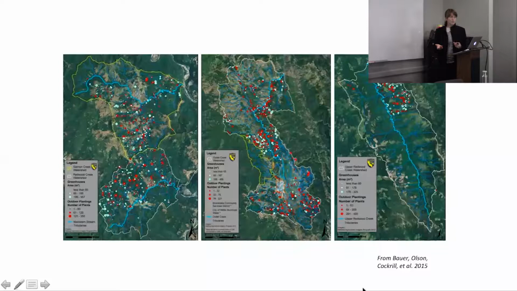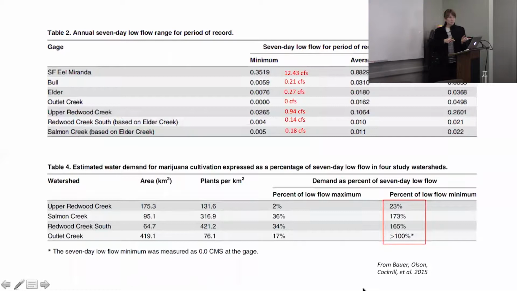And then they compared total water demand per site against an estimate or an actual calculation of annual low flow minimums. For those of you who don't think in cubic meters per second, I added cubic feet per second in red to the period of record minimums for low flow. So you can see that the streams they're looking at, and did the mapping in, typically have pretty low flow conditions in the summertime.